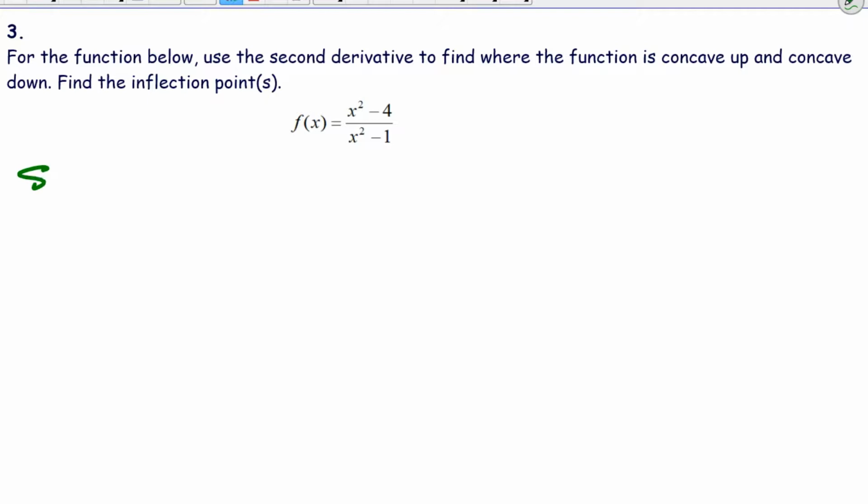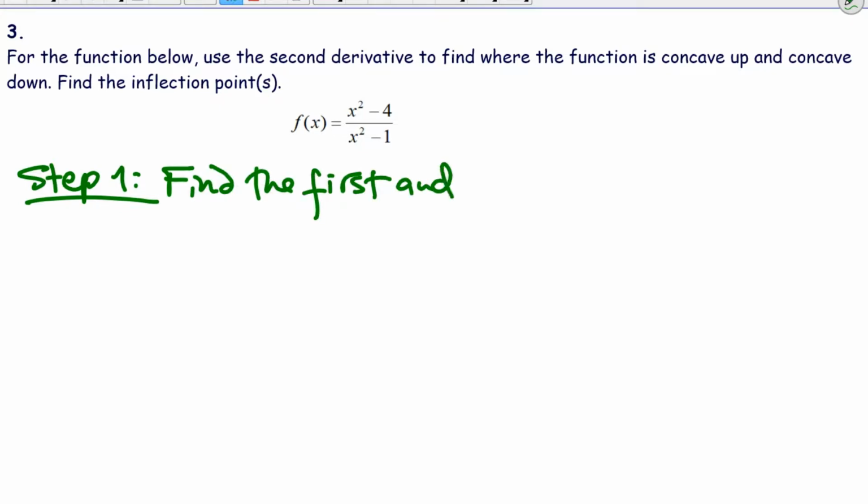So step one, find the first and the second derivative.